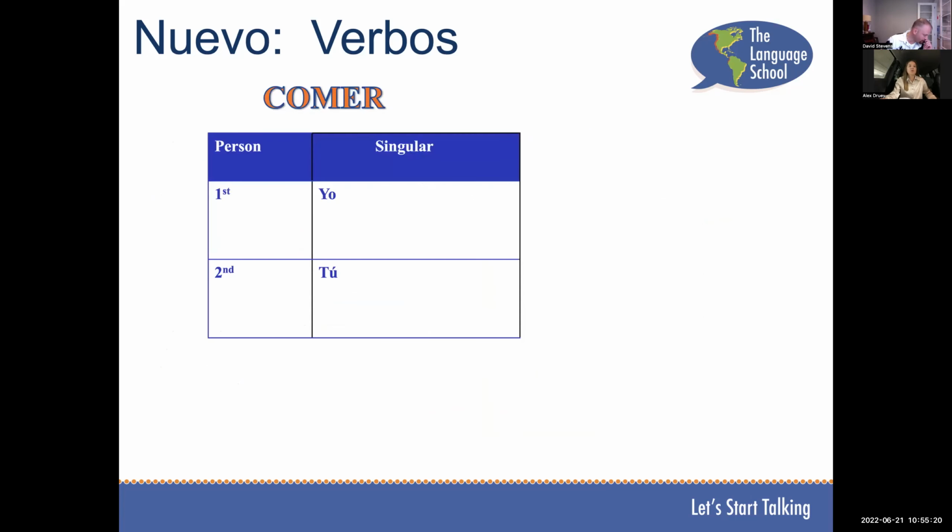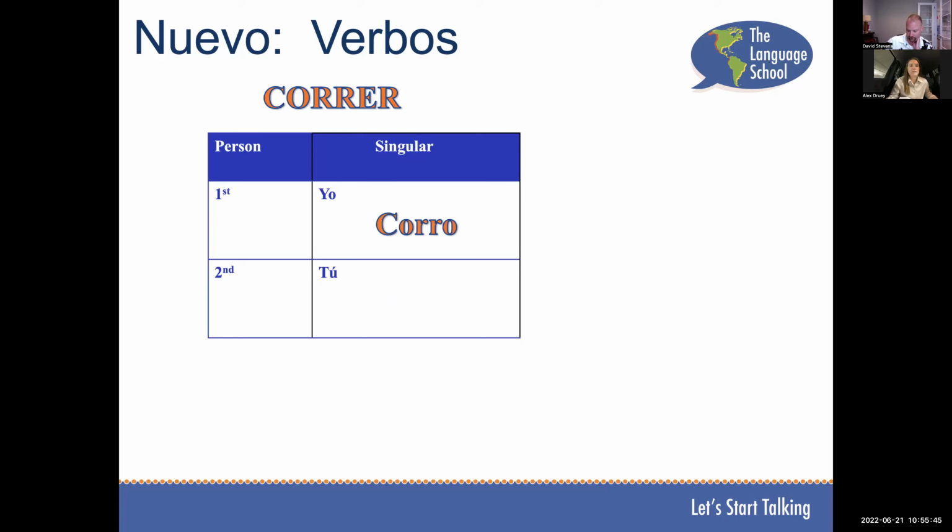Vamos a comer. ¿Tú comes? Beber. Yo bebo, tú bebes. Leer. Yo leo, tú lees. Correr. Yo corro, tú corres.